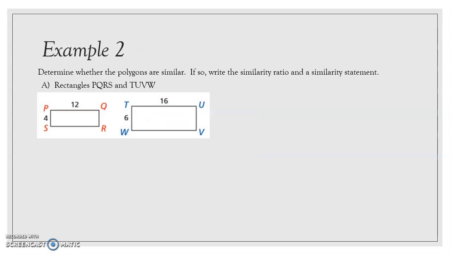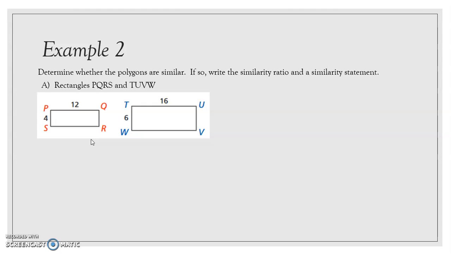Okay, so in our last example, we were told that we had similar shapes. But in this one, we need to figure out if they're similar. But we're still going back to those same facts. So it says to determine if they're similar, and if they are, you have to write a similarity ratio and a similarity statement. So the first thing to check on these shapes is to determine if their corresponding angles are all congruent. So we check those first, and then we check to see if the corresponding sides are proportional.